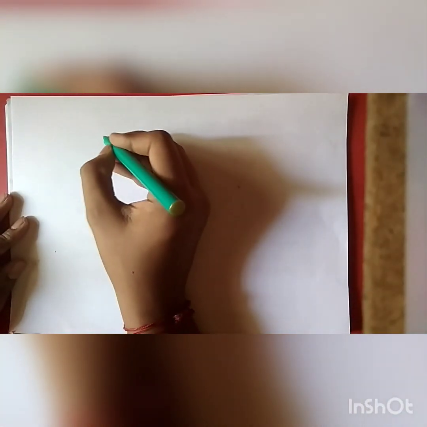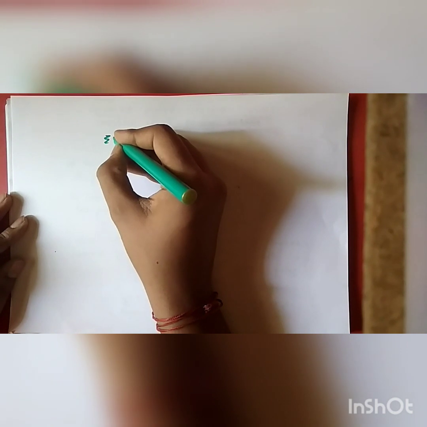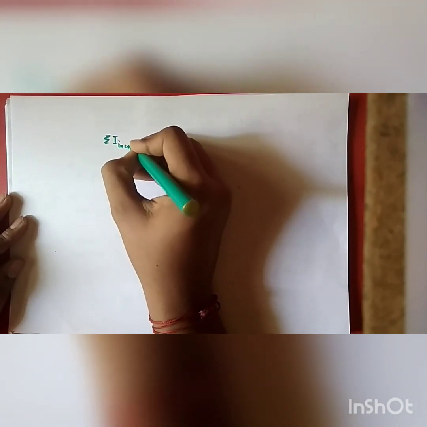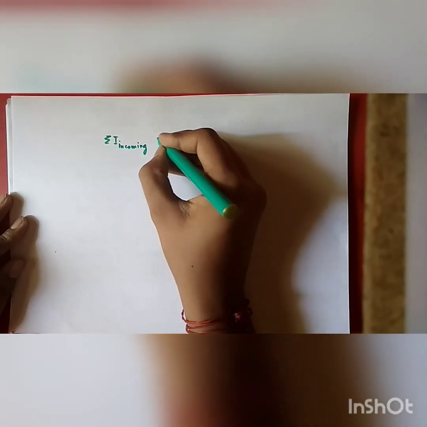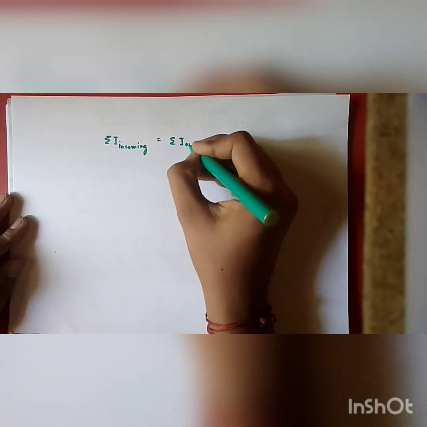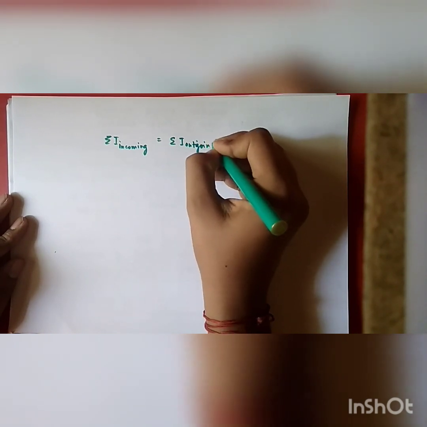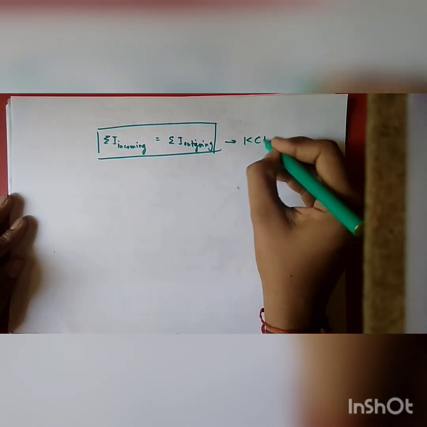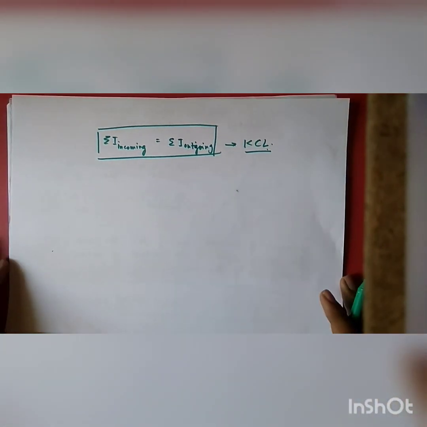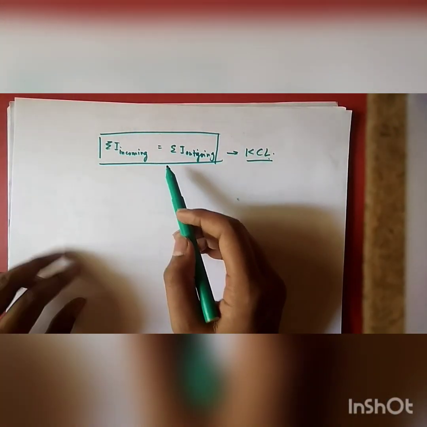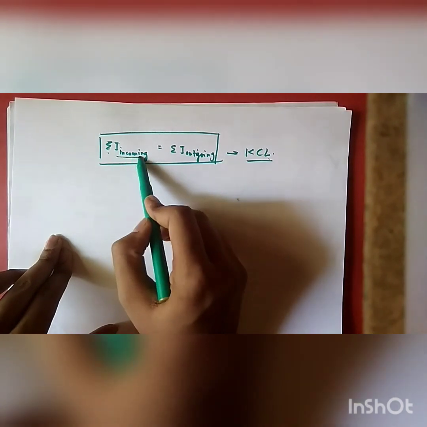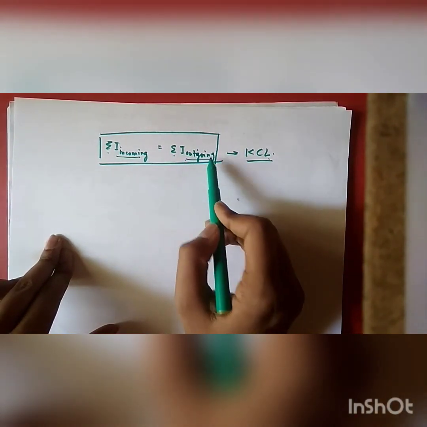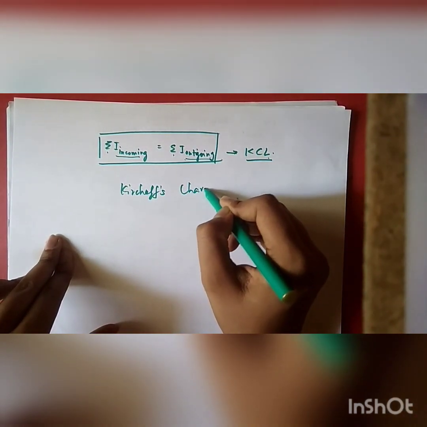Generalizing the point, Kirchhoff's charge law, KCL, is nothing but the summation of the current which is incoming being equal to the summation of the current which is outgoing. We can conclude in this manner that the sum of the incoming current is equal to the sum of the outgoing current. This is nothing but Kirchhoff's charge law.